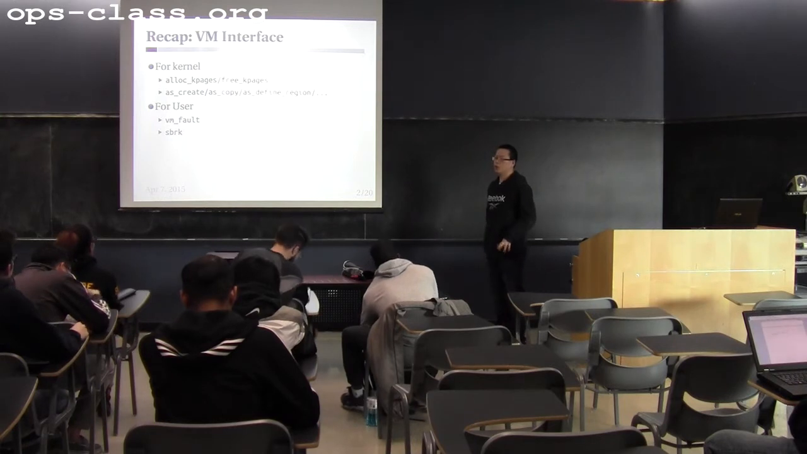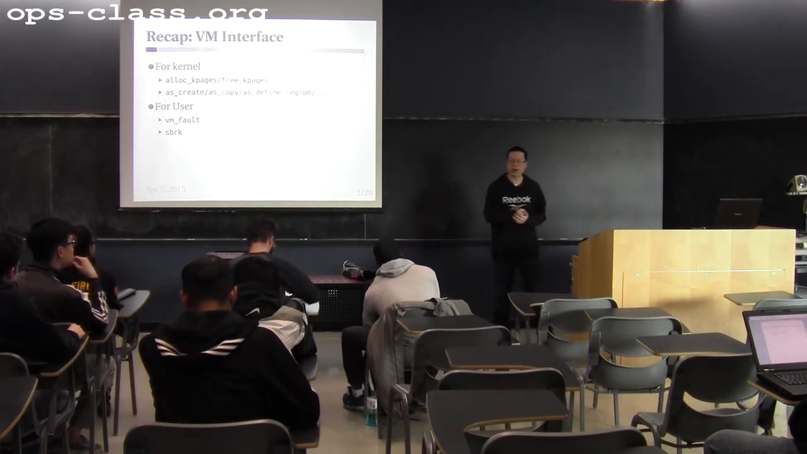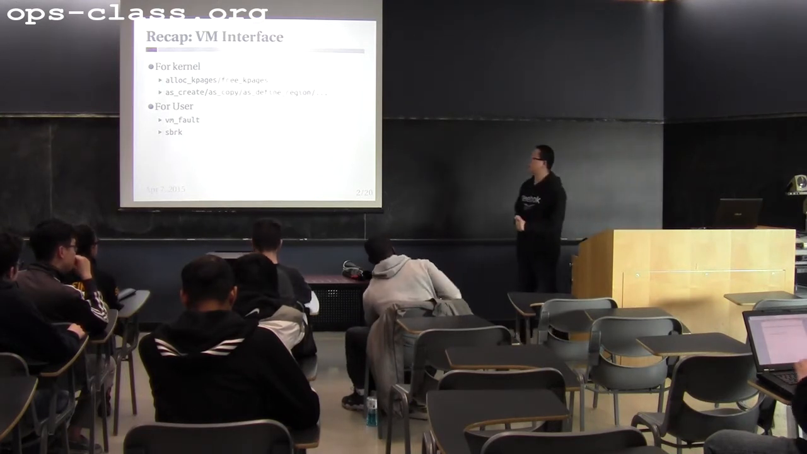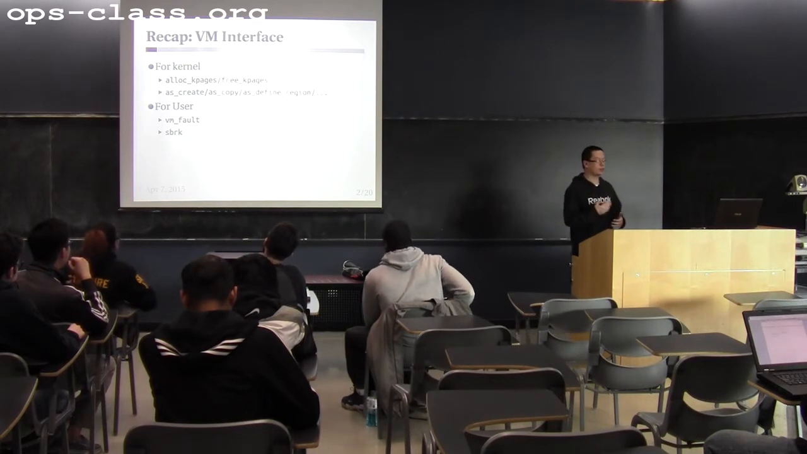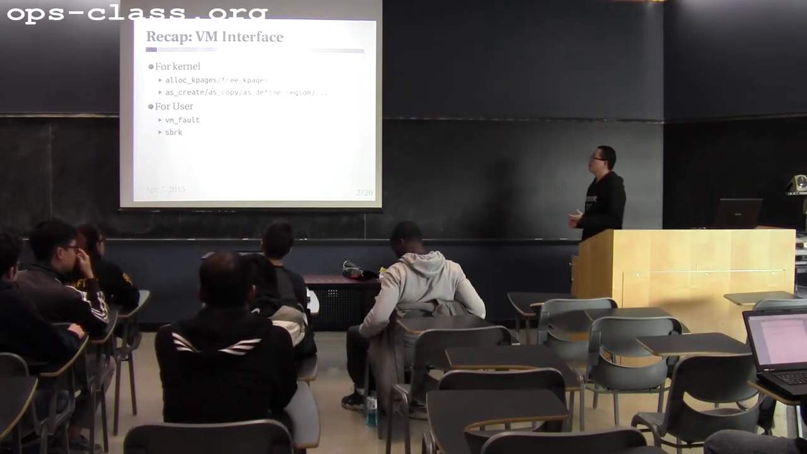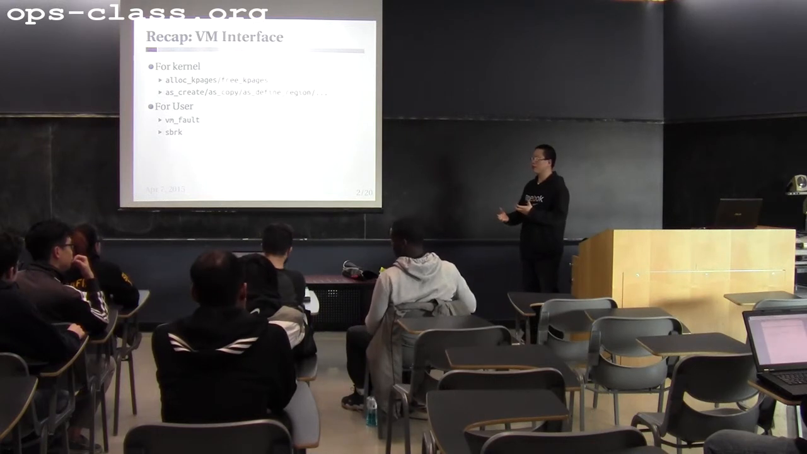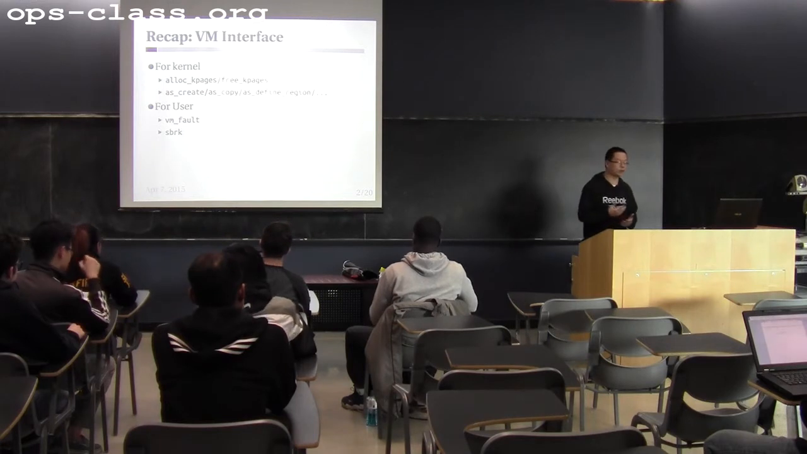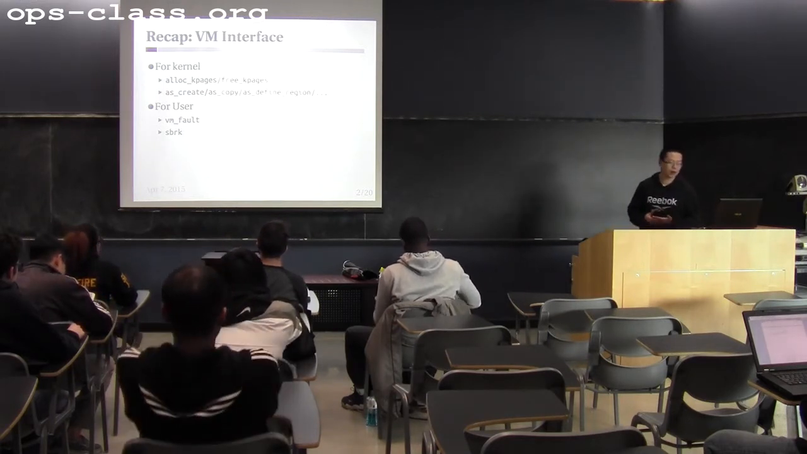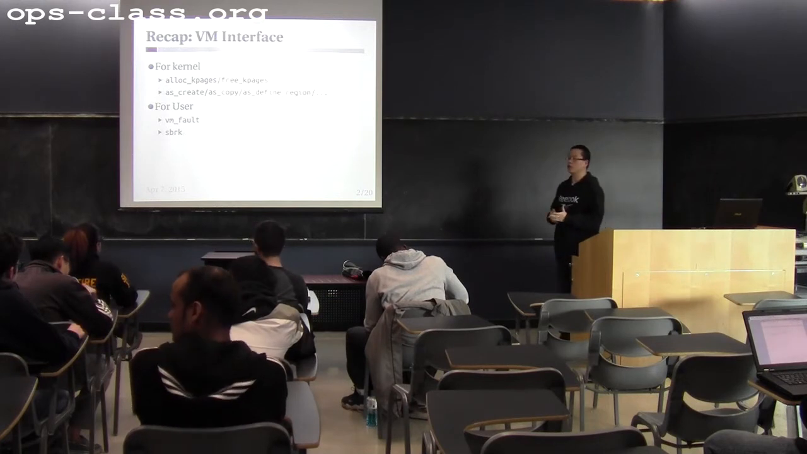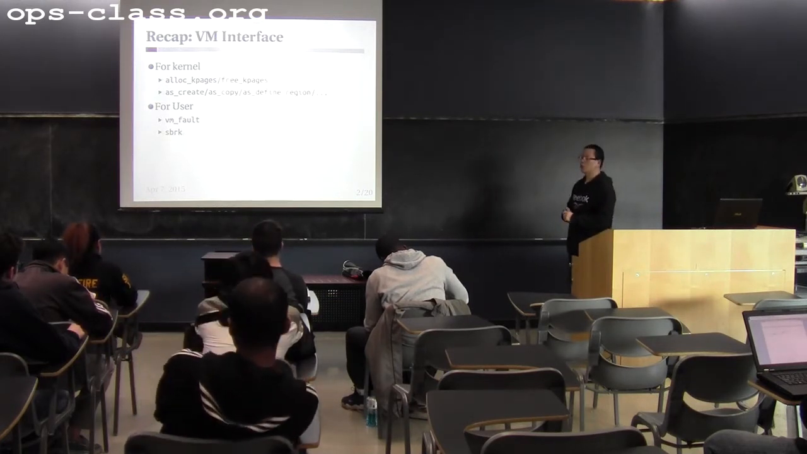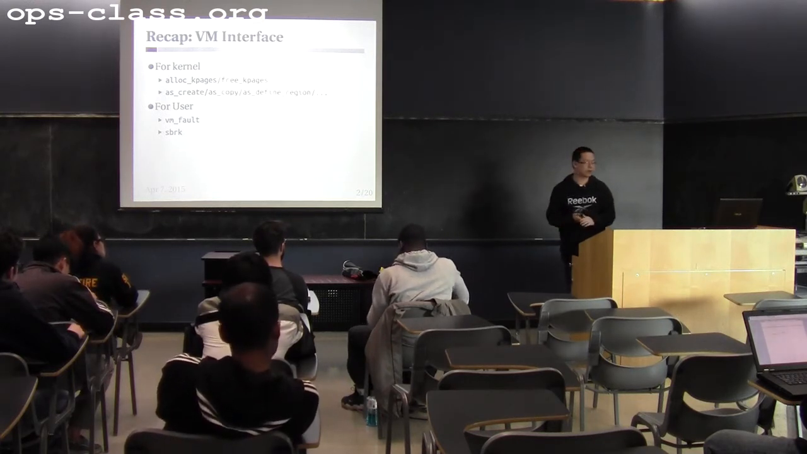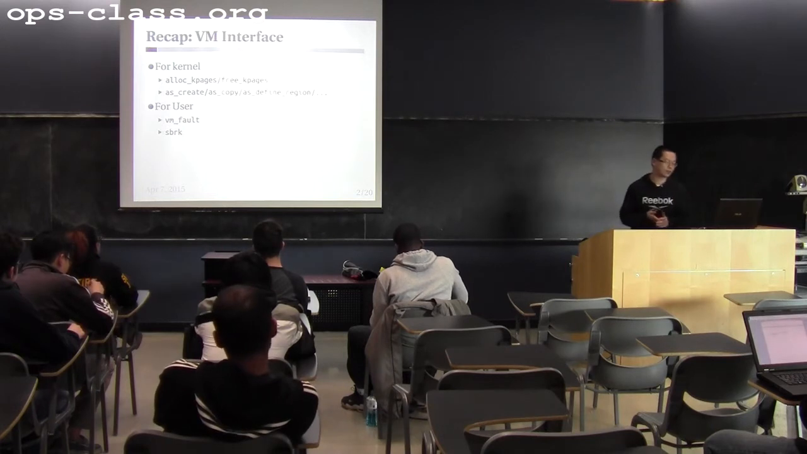Before we go into the content that we'll cover today, let's first do a quick recap of what we talked about last time. Last time we introduced the VM interface. For the kernel, the VM is supposed to manage all the physical pages. The VM is supposed to give the kernel some pages, and later on when the kernel returns the pages back, the virtual memory system is supposed to be able to recycle and reclaim the pages. And also, when you deal with user processes, you often need to play with the address spaces. And that part is also the responsibility of the virtual memory system.